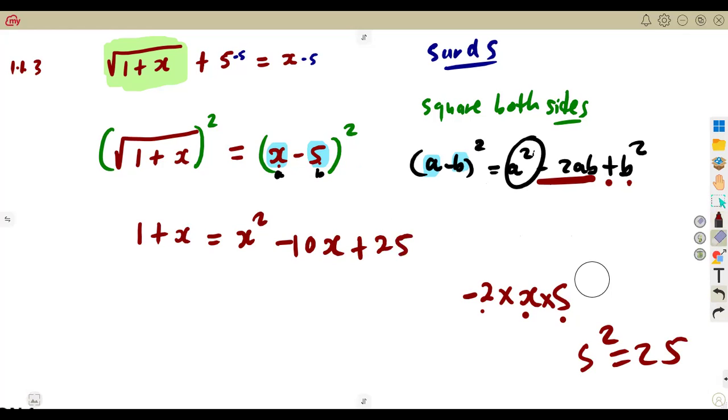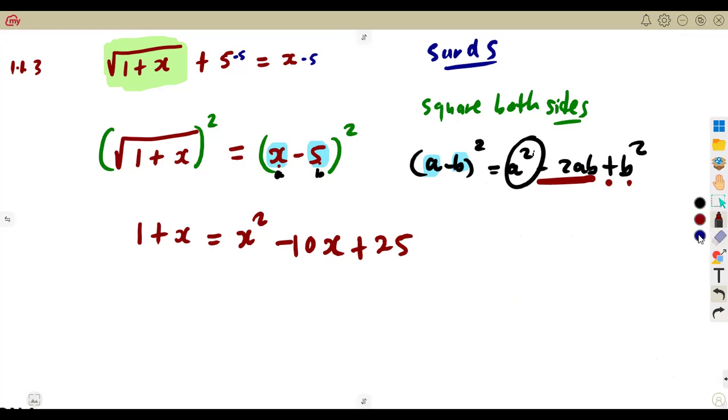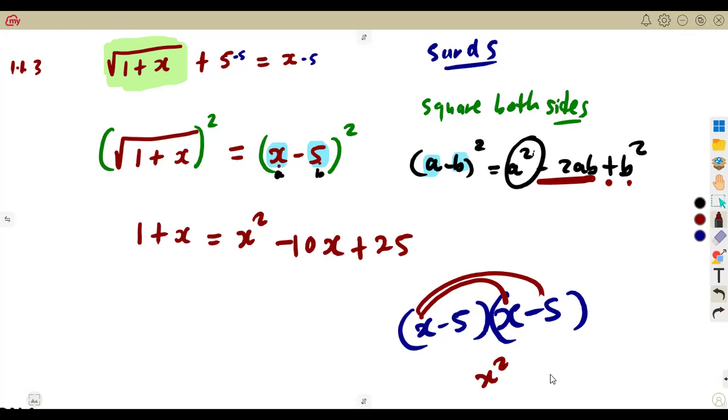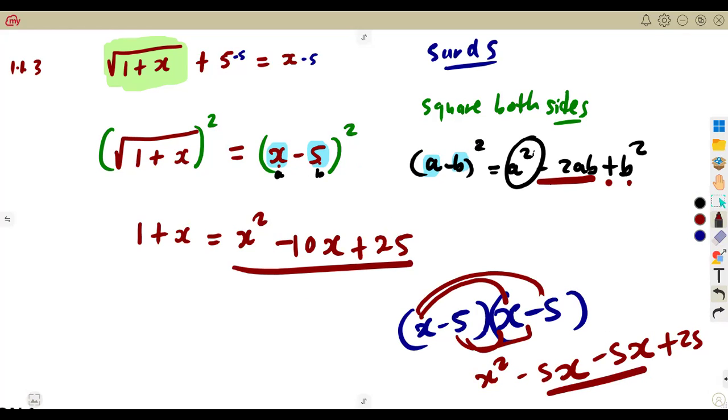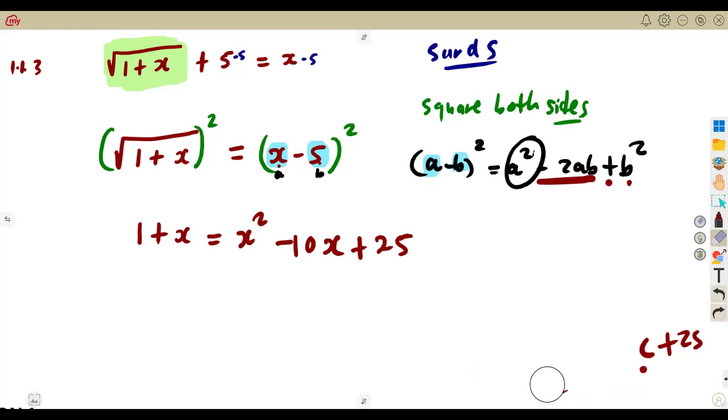Or you could have expanded, just like I was saying, 2 brackets, x minus 5, using the FOIL method. x times x is x squared, x times minus 5 is minus 5x, minus 5 times x is minus 5x, and minus 5 times minus 5 is plus 25. You collect your like terms. So guys, this is mathematics. You are not limited in exam. Once you have the highest power 2, you're back to the quadratic equation, guys.